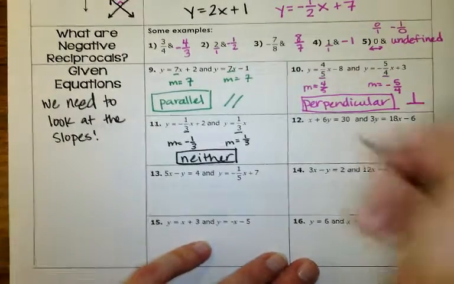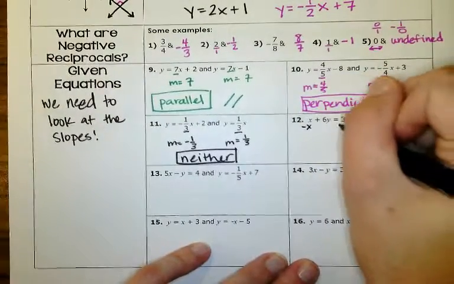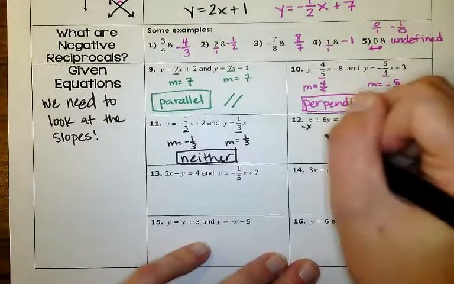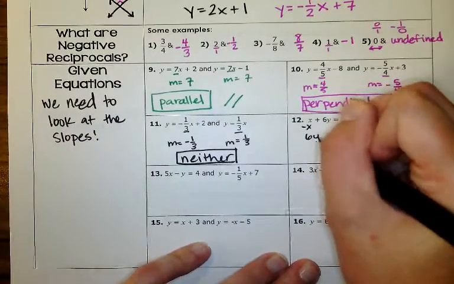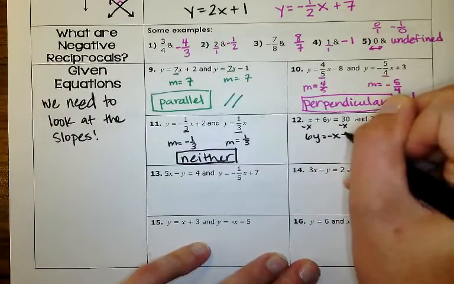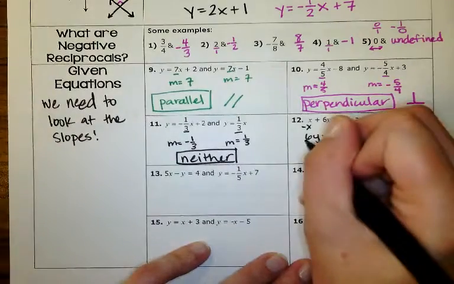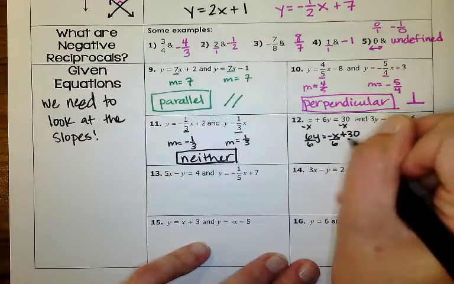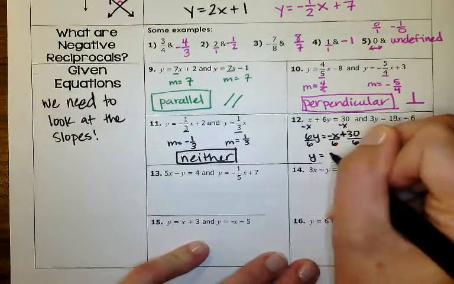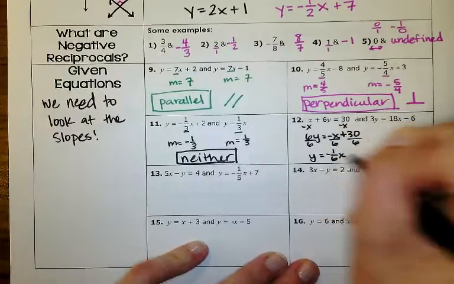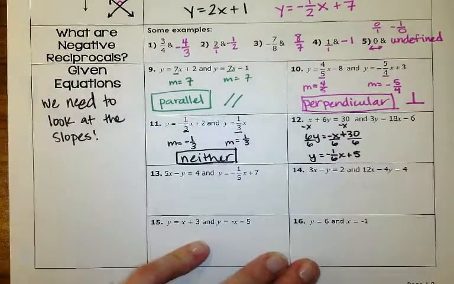So we're going to subtract x from both sides on this first one. We have 6y equals negative x plus 30. Okay? Now we divide everything by 6. So my equation is y equals negative 1/6x plus 5. Do y'all feel good about that for the first equation?